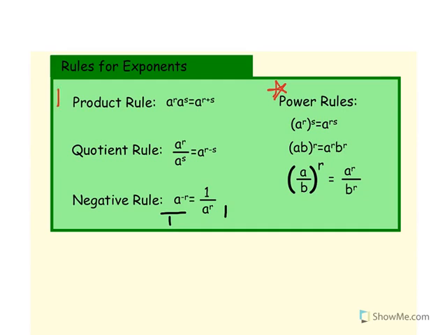The product rule, which is if we have a to the r times a to the s, we keep the base a and we simply add the exponents. This is a rule that we have talked about, but we need to make sure we're good.